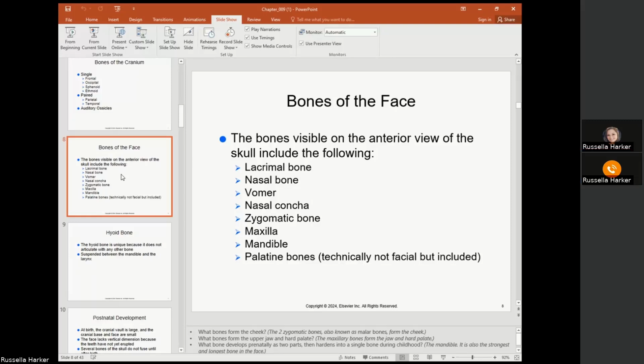A mental foramen is located on the facial surface of the left and right between the apices of the first and second mandibular premolars. So a foramen is an opening that blood vessels and nerves pass through. So the mental foramen is the foramen that is on the chin.